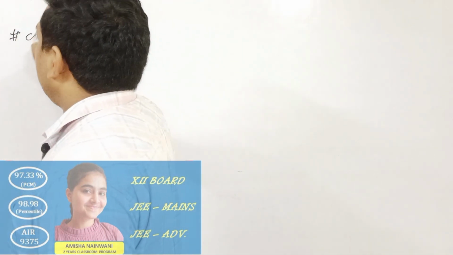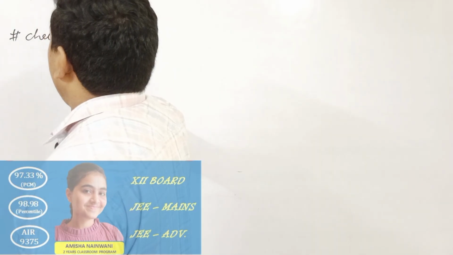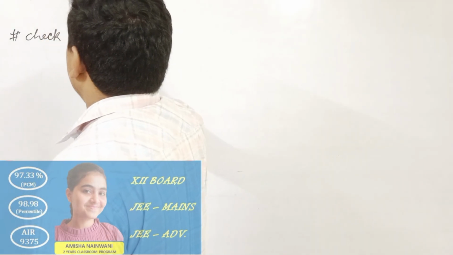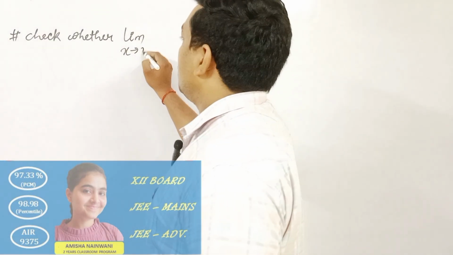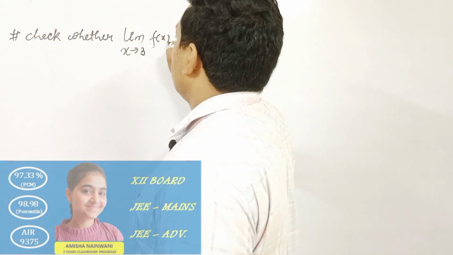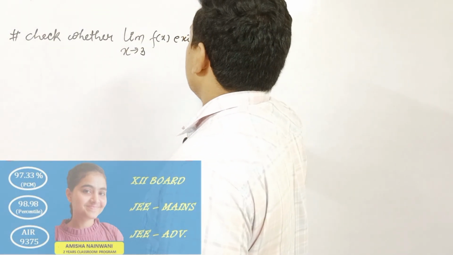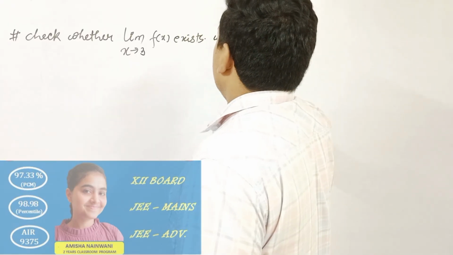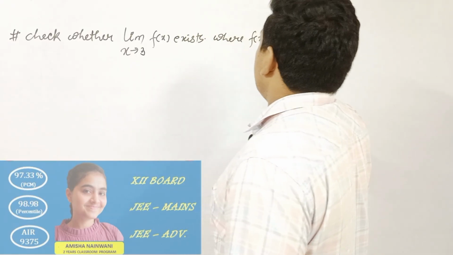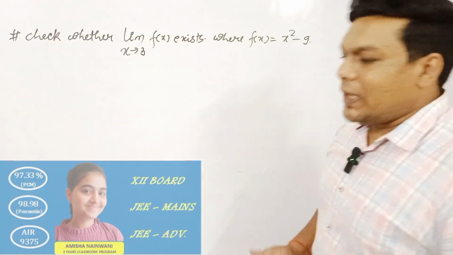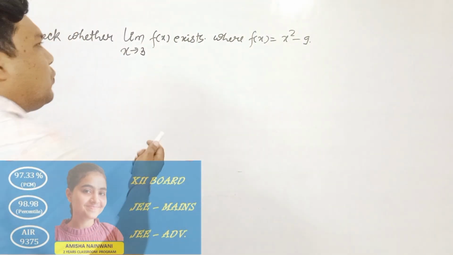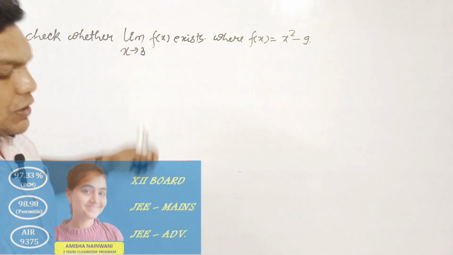Okay, check whether limit x tends to 3 of f of x exists, where f of x is equal to x square minus 9. Okay, so let's check the value of the function just before 3 and just after 3.